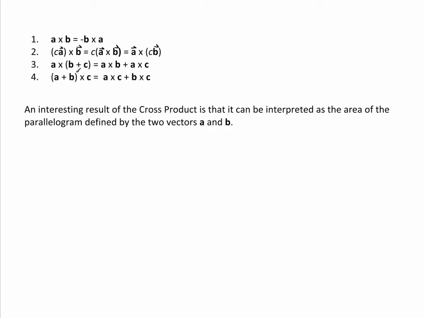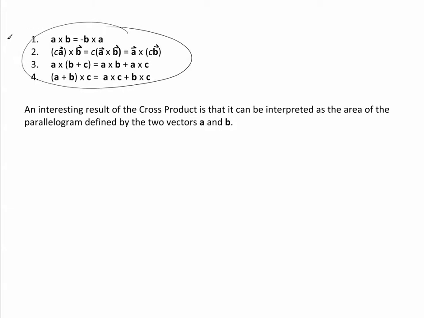A cross B plus C, where A, B, and C are all vectors, is the same as A cross B plus A cross C. It's kind of a distributive sort of a thing here. And A plus B cross C is the same as A cross C plus B cross C. Again, it's sort of a distributive thing going in the other direction. So these are some useful properties that may come in handy when trying to work out some cross products.